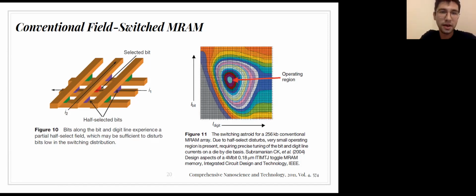This problem is actually a really serious one. As you may see in the right figure, because of this problem, we have a very narrow operating region, and as we make wider arrays of cells, this operating region shrinks. So this is one problem that we should actually overcome.